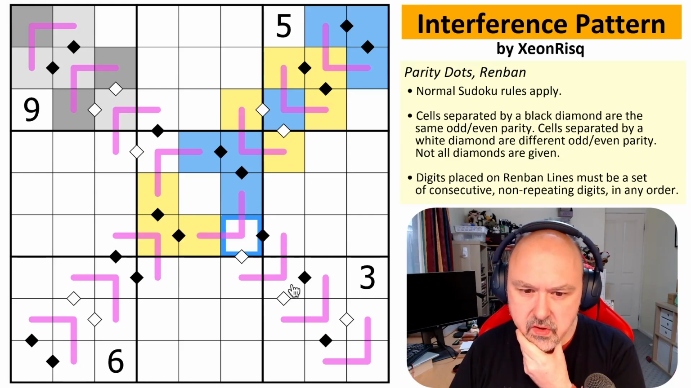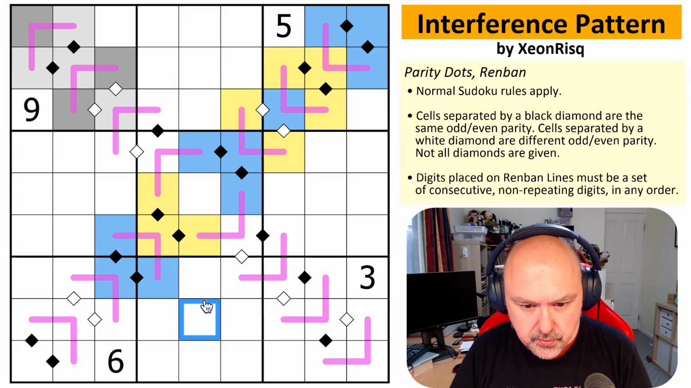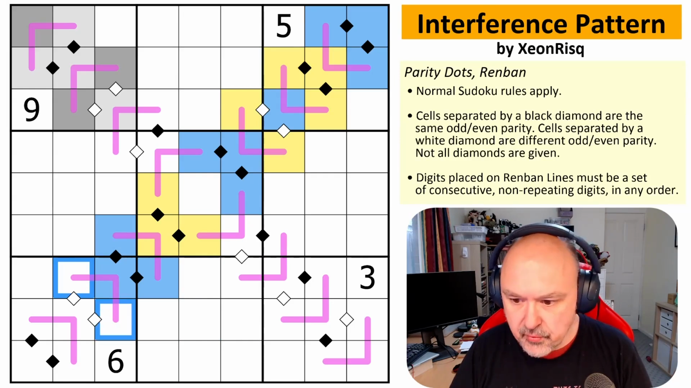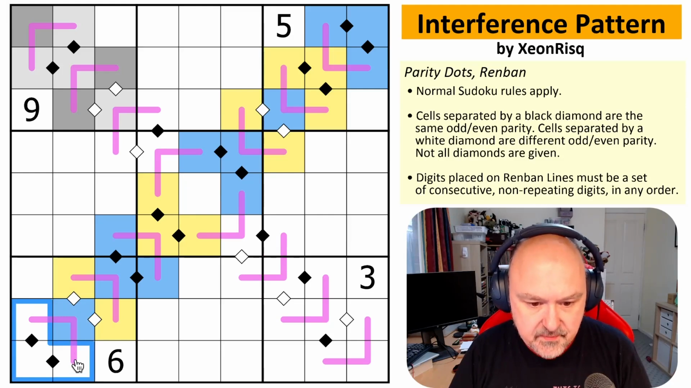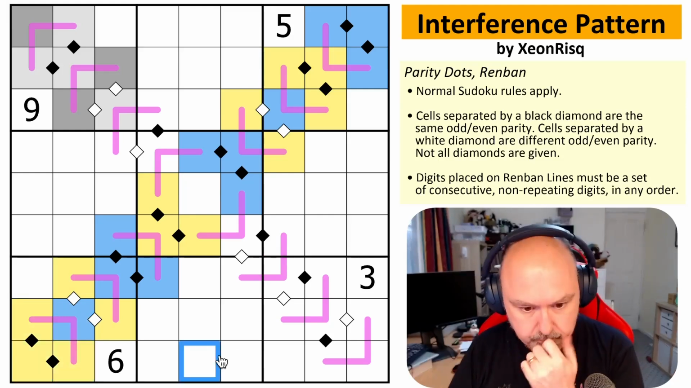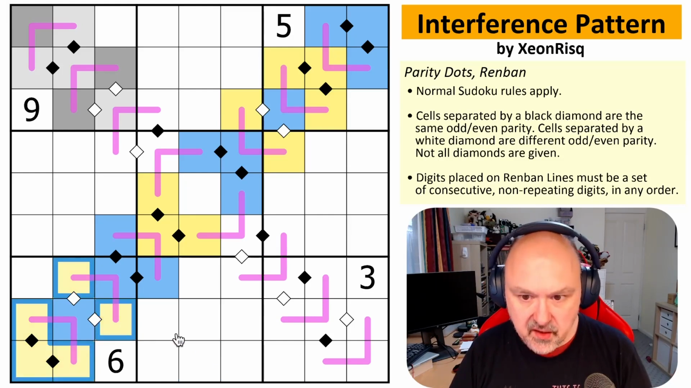Now, what can I do here? Well, these are the same, so they can't be yellow. So these are blue. These are the same, so they can't be blue. Those are yellow, so this has to be blue. And these are the same, so these have to be yellow. And I've got 5 of the same color in the box, so yellow is odd.